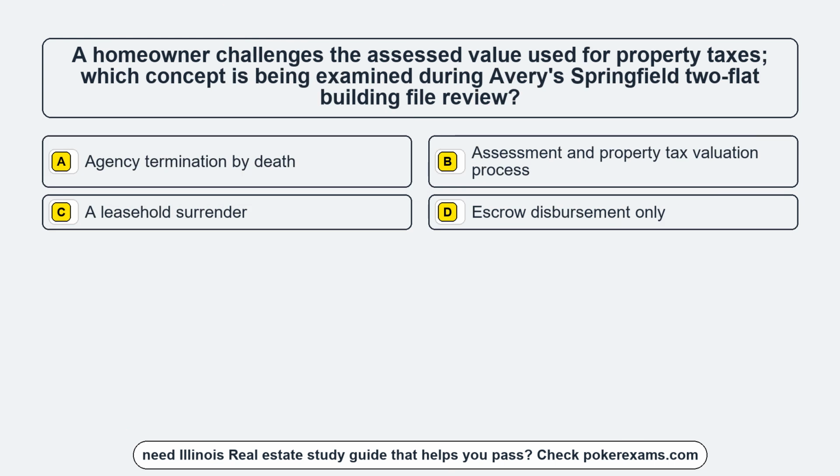Question 14. A homeowner challenges the assessed value used for property taxes. Which concept is being examined during Avery's Springfield 2-flat building file review? Option A, agency termination by death. Option B, the assessment and property tax valuation process. Option C, a leasehold surrender. Option D, escrow disbursement only.